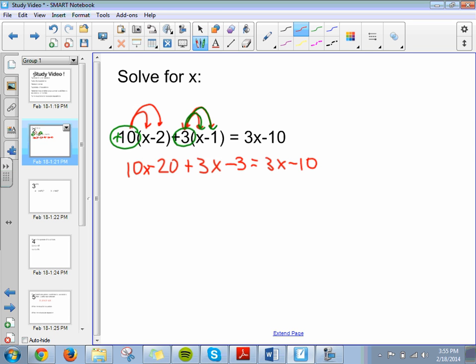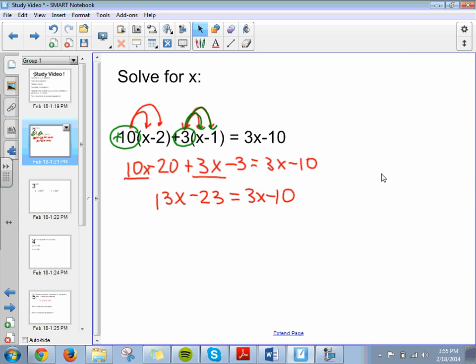There we go. So I'm interested in combining like terms. So I've got positive 10x, positive 3x. So I've got a positive 13x. And then minus 20 and minus 3, which is a negative 23, will be equal to 3x minus 10. From there, I'm going to want to get my x's all to one side. To do that, I'm going to take and subtract 3x from both sides. If you wanted to, though, you could have taken and subtracted 13x. We'll have a different process, but in the end, we should get the same exact answer.